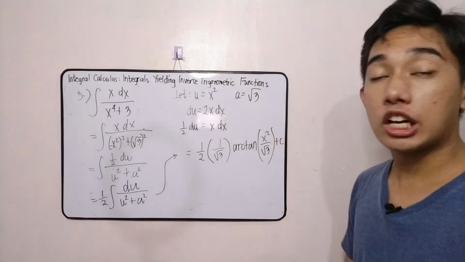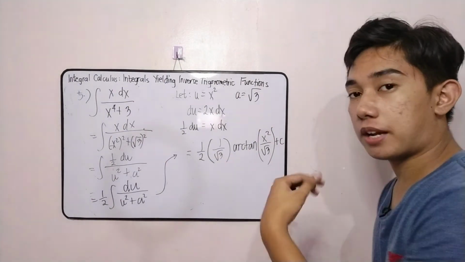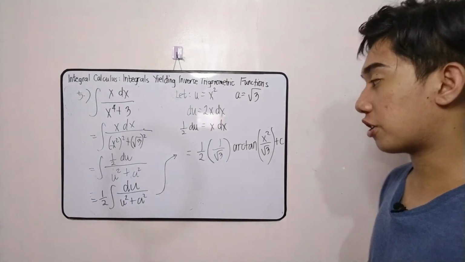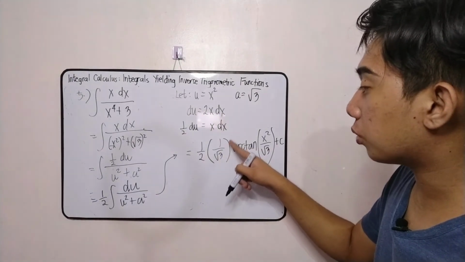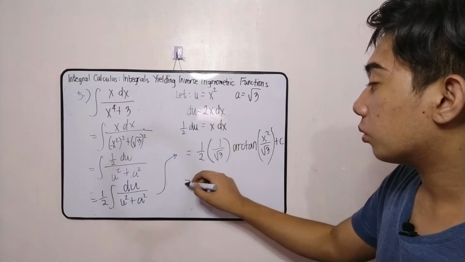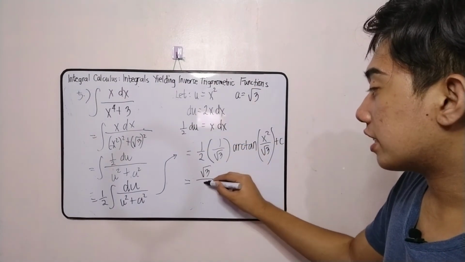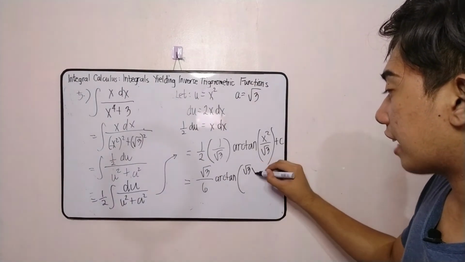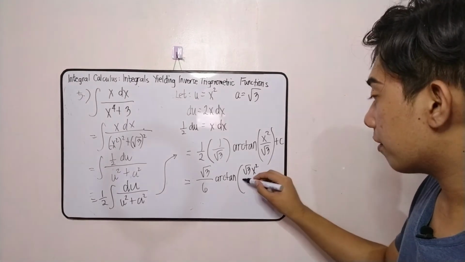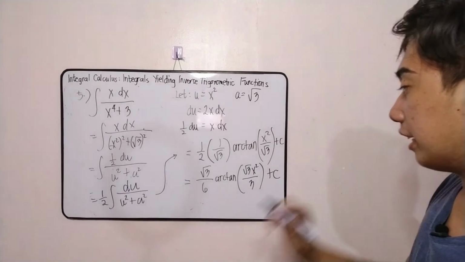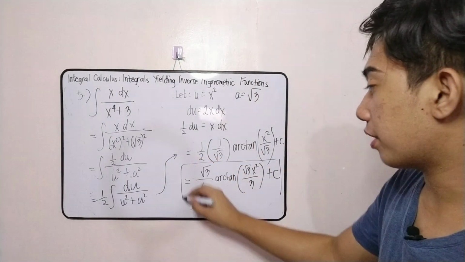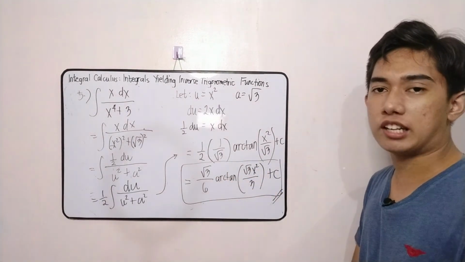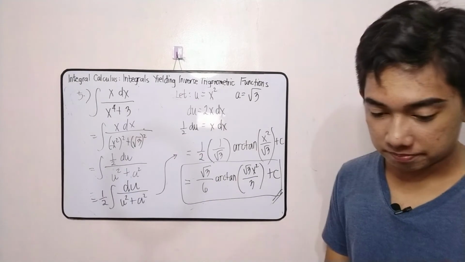Is this our final answer? No, because there is still a radical expression sa ating denominator. So, we need to rationalize. We multiply square root of 3 to both numerator and denominator to get square root of 3 over 6 arctangent of square root of 3 x squared, nasa labas po yung square root of 3 ha, all over 3 plus c. So, this is our final answer. Or you can move the x squared here, so magiging siyang x squared square root of 3. It's still the same. This is our final answer.